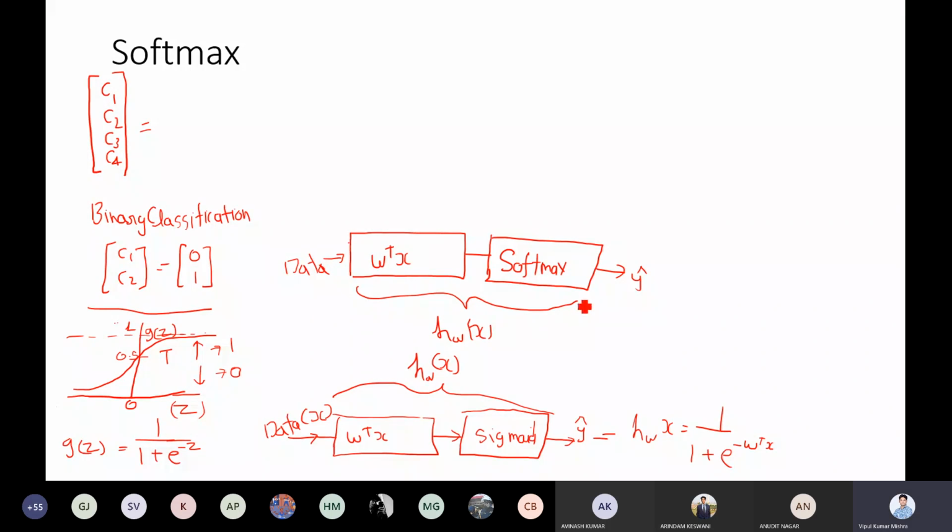Now one question may come to mind: how exactly is softmax working so that it can deal with multi-class classification? If you look at the output at this point, what output will you get? You will get some numbers. Let me say the w transpose x gives some numbers here, for example 10, 8, 3, minus 1, something like that.